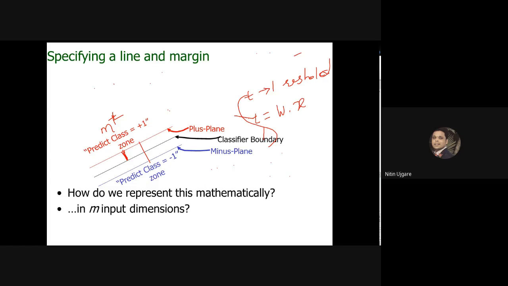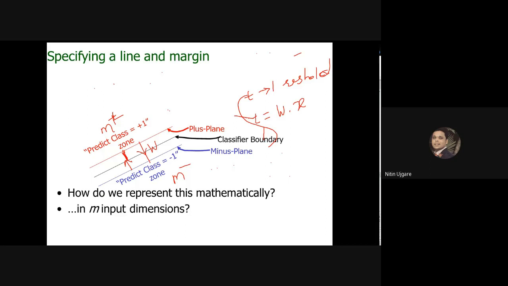So m plus represents the smallest distance of support vector belonging to the positive class, and it is measured in the direction of this weight vector w. Okay, now similarly m minus is the smallest distance of the support vector which is belonging to the negative class and which is measured in the direction of weight vector w.